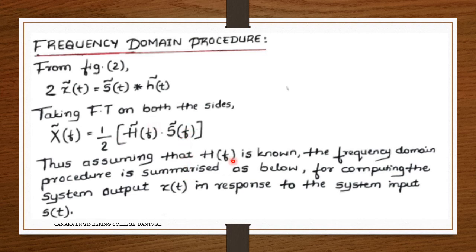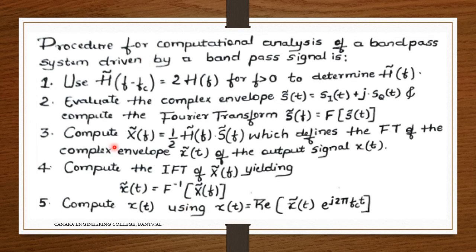Thus, assuming that H(f) is known, the frequency domain procedure is summarized as below. We have some steps for computing the output x(t) in terms of the response of the system s(t). This is the procedure for computational analysis of a bandpass system driven by a bandpass signal. Use H̃(f − fc) = 2H(f) for f greater than 0 to determine H̃(f).